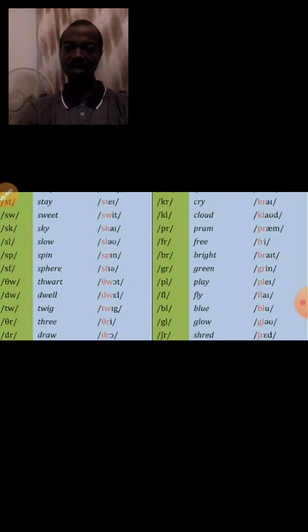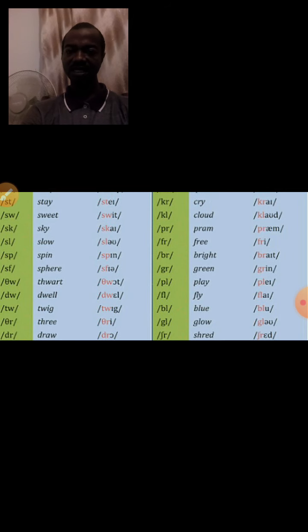Then you have also these words with two-letter consonant clusters. You have the SP, like you have in Spain. You have SF, like you have in sphere. Take note, the PH in sphere is a digraph. Remember what I said about digraphs? A digraph is a single sound formed by the combination of two different letters. So the PH forms the sound /f/, so it's a digraph. But the cluster there is just S-F.